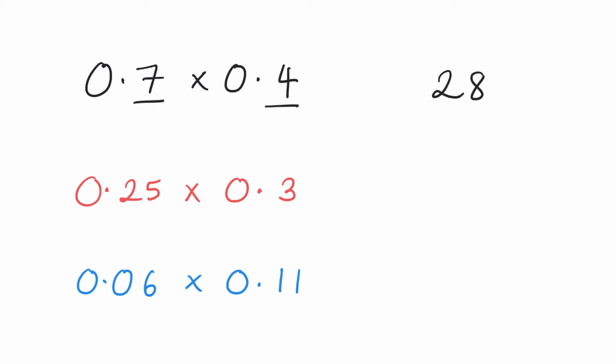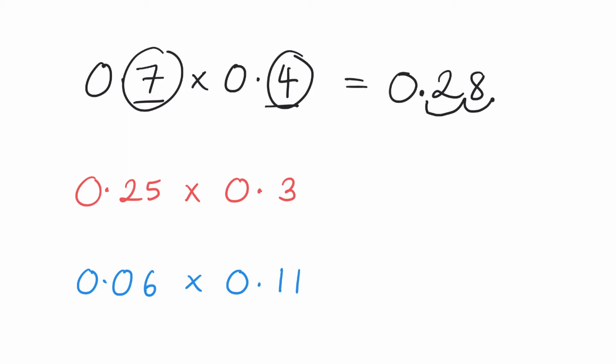Now, how many decimal places do I have? I've got 1, 2 decimal places. Move the decimal point from here towards the left. 1, 2. So that's my answer, 0.28. Let's do the next one.